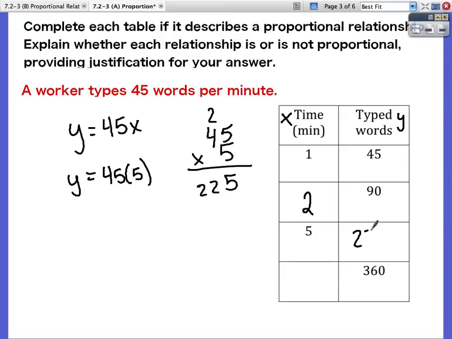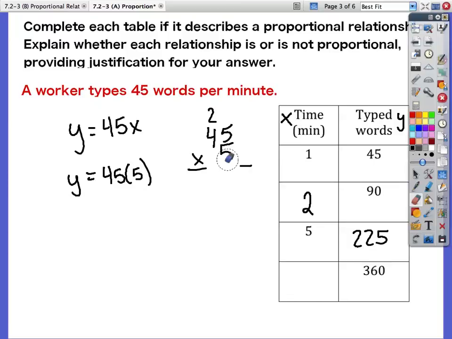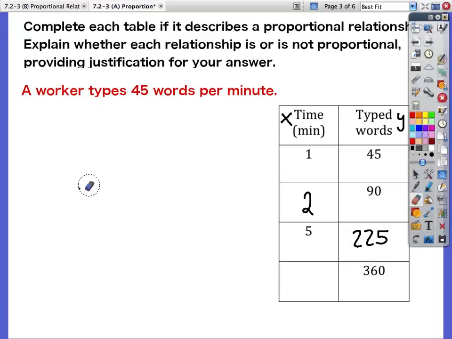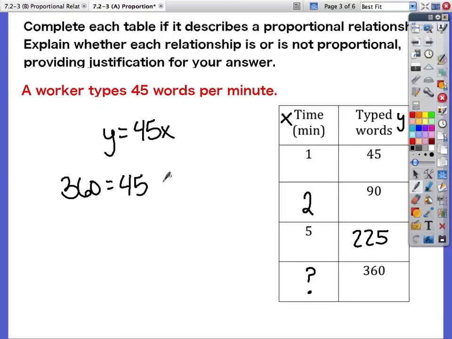Should get us 225. Okay, cool. But now I'm faced with completing the table again, but unfortunately, it gives me the output but not the input. So I'm going to plug in what I know. Remember, my rule was y equals 45x. I know that y is 360. So 360 equals 45 times some number x. I don't know what my input is. This is my question mark right now.